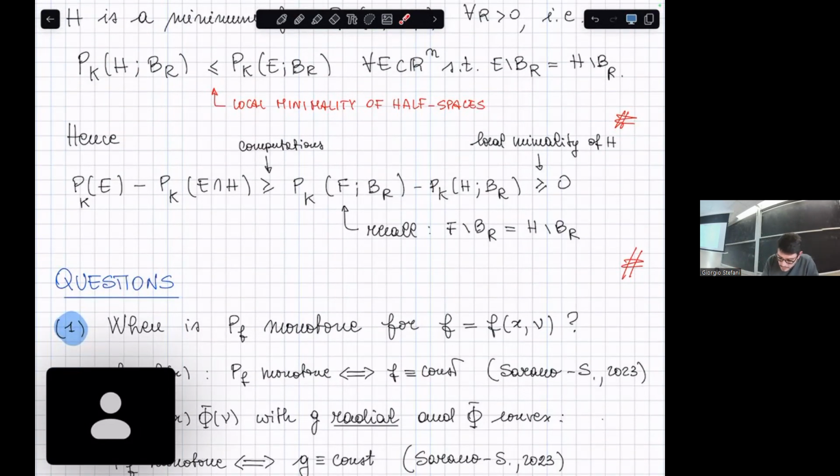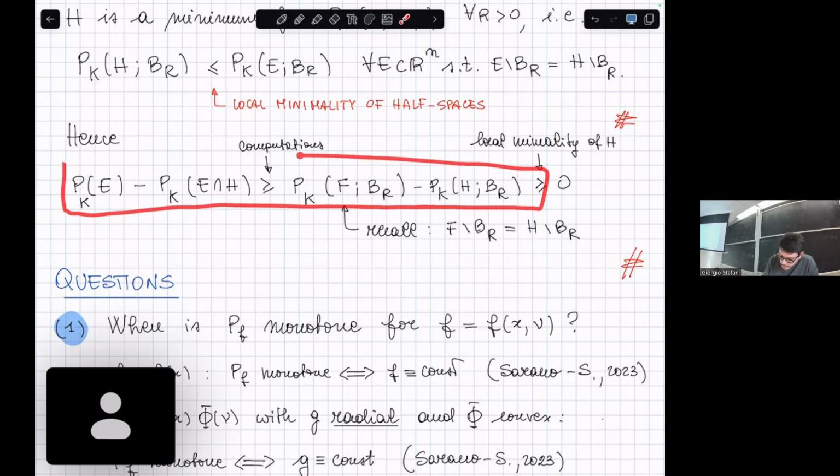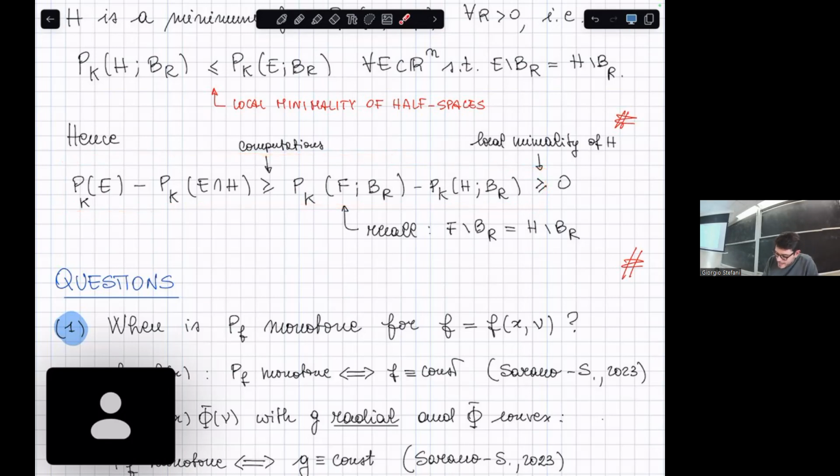And now, this was the difficult phase. This was why we did all this computation, because we were able to reduce our problem to a localized problem. So here I have the localized perimeter in some ball. Since I know that outside the ball I'm doing exactly the same thing that the half space is doing, by local minimality this is non-negative. And if this is greater or equal than zero, then we are done.